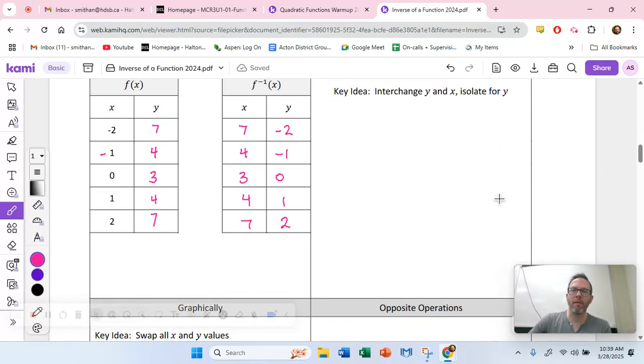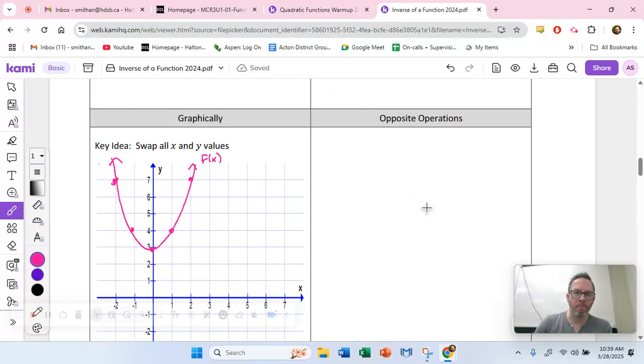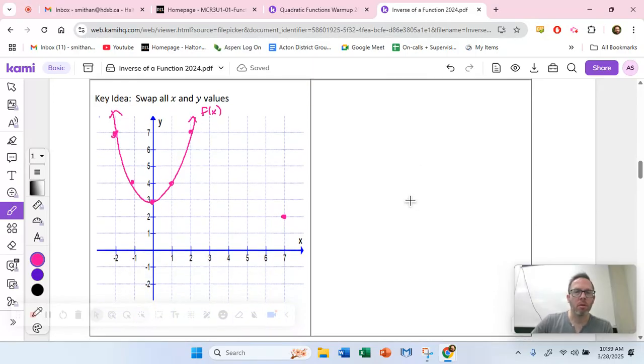All right, and what does this graph look like? So we have 7, 2, and 7, minus 2. Can you sketch this curve too? All right, this is the inverse, f inverse of x. Did you get that too? A sideways parabola.